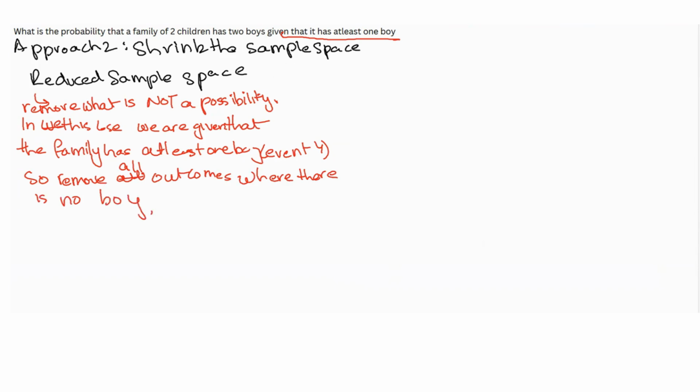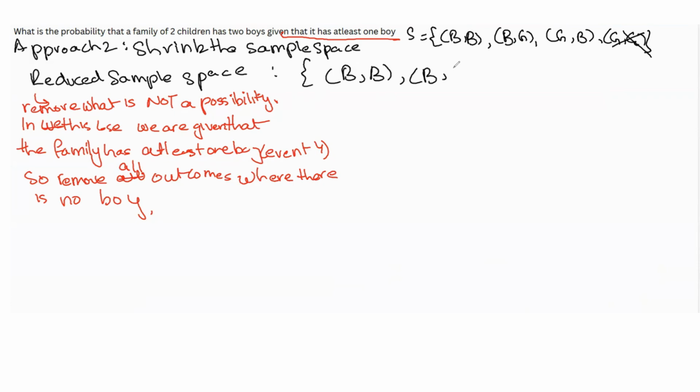Our original sample space was, remember, for this family of two children: boy boy, boy girl, girl boy, and girl girl. This was the sample space. Now we're removing what is not a possibility, which is that both are girls, because we're told there's at least one boy. So in this reduced sample space, we remove the outcome where both are girls.